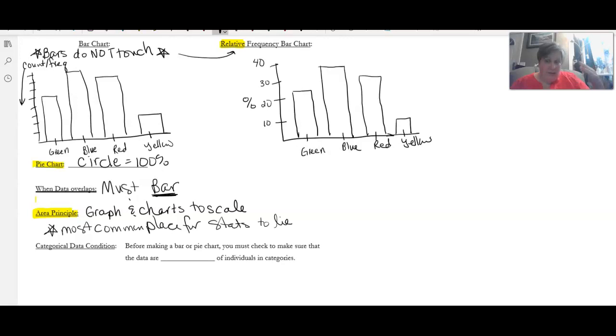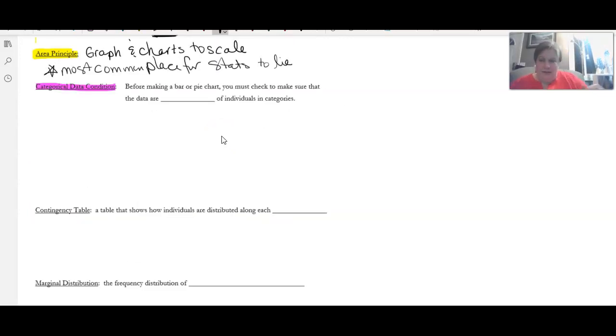Okay, there's a lot of different ways, but the area principle is where data lies the most or where people misinterpret things the most. Okay, in stats, there's going to be a lot of times that you have to check conditions. And you have to check conditions so that you can either make inference or make charts or do different procedures. The first condition we have is called the categorical data condition. And all it says is that before you make a bar or a pie chart, you must check to make sure that the data are categorical, which is what the name says. Okay? Not much, just has to make sure that it's categorical.